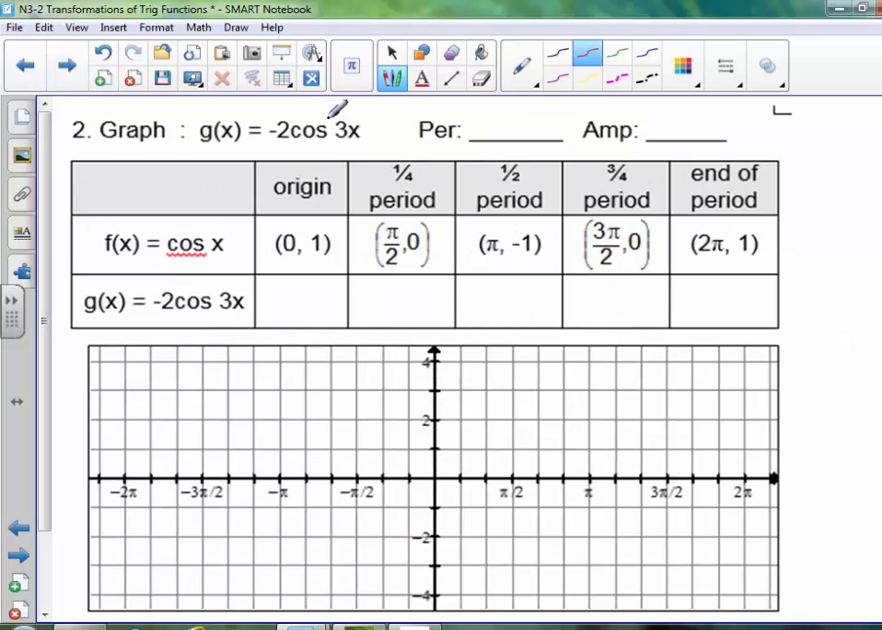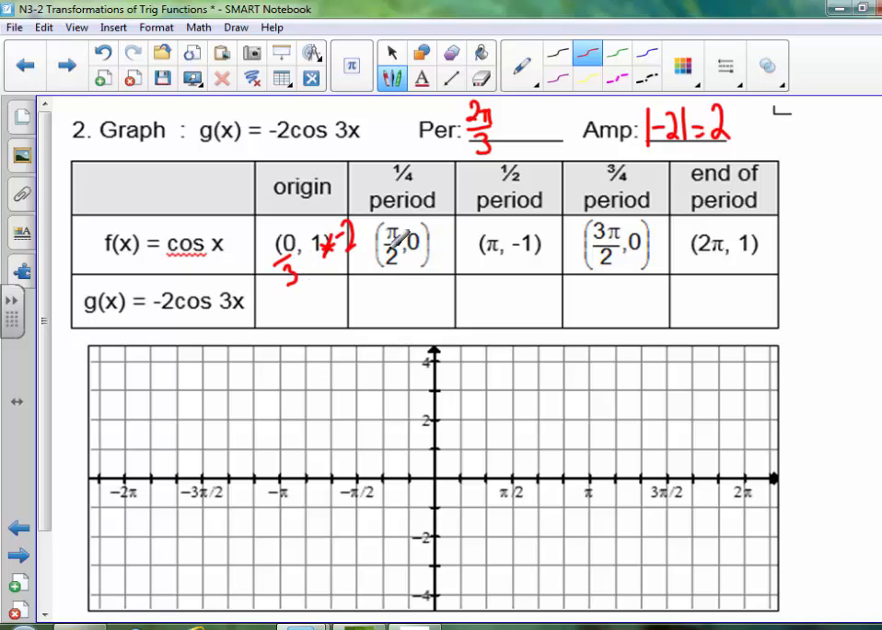Okay, so let's try a cosine graph. Again, period will be 2 pi divided by b. In this case, 3. And that won't simplify, so we'll just leave that. Amplitude is the absolute value of a. In this case, negative 2. So the absolute value of negative 2 is 2. We're going to be multiplying by negative 2. We're going to be dividing by 3.